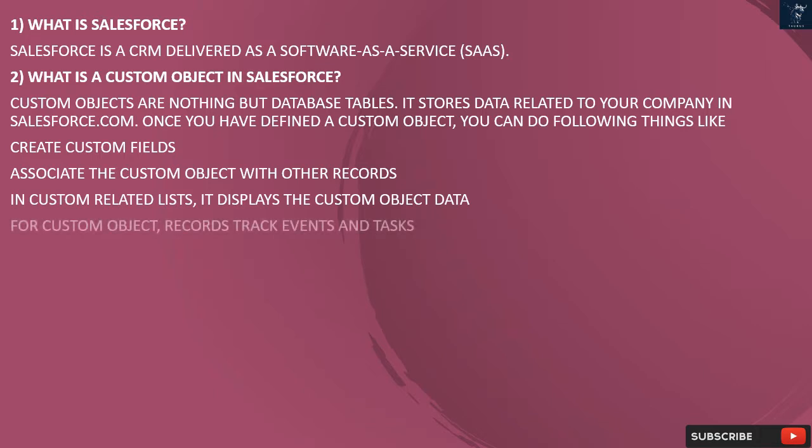Custom objects are nothing but database tables. They store data related to your company in Salesforce.com. Once you have defined a custom object, you can do the following things: create custom fields, associate the custom object with other records in custom related lists.